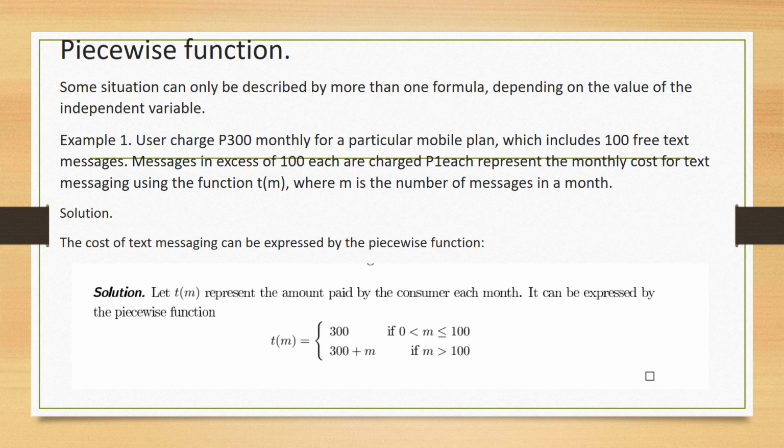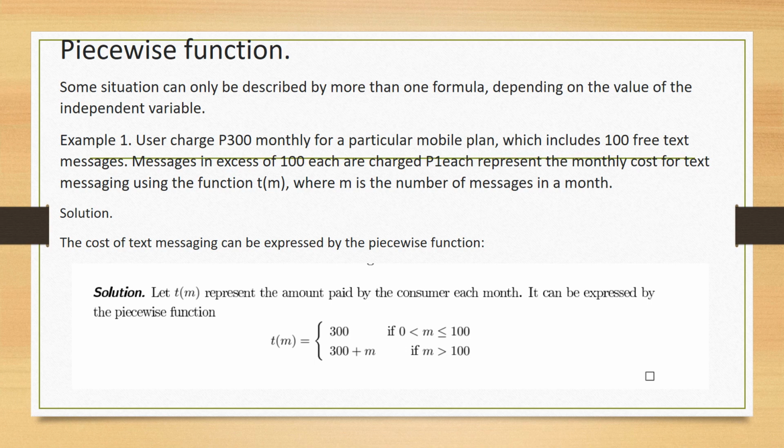Piecewise function. Some situations can only be described by more than one formula depending on the values of the independent variable. Example number 1. A user is charged 300 monthly for a particular mobile plan which includes 100 free text messages. So in a month, the user pays 300, which includes 100 free text messages. Messages in excess of 100 are charged 1 each. Represent the monthly cost for text messaging using the function T of m, where m is the number of messages in a month.